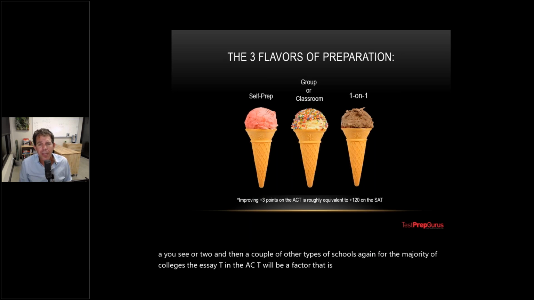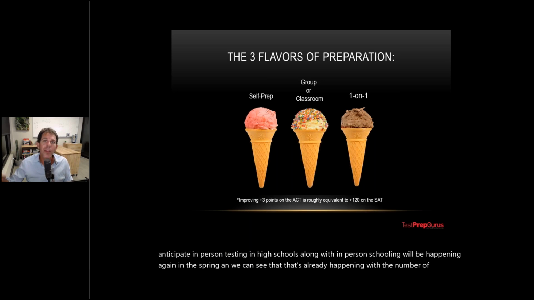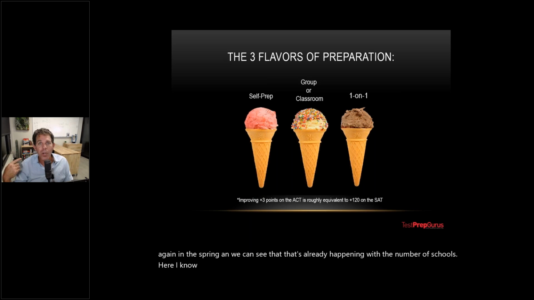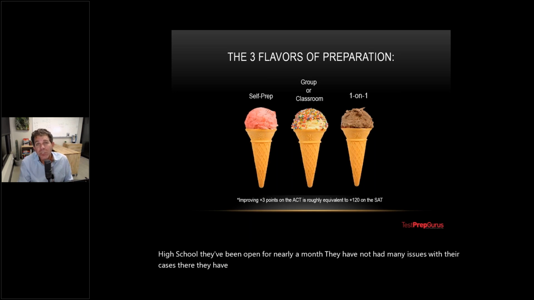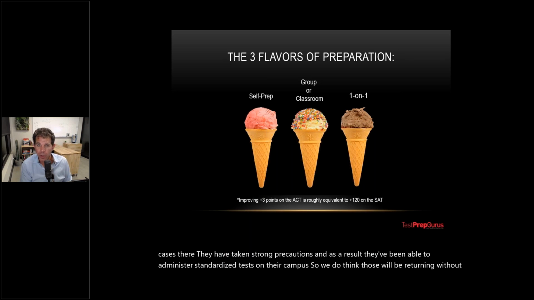We do anticipate in-person testing in high schools, along with in-person schooling, will be happening again in the spring. And we can see that that's already happening with a number of schools here. I know I'm currently recording this from our Seal Beach location, where Los Alamitos High School, they've been open for nearly a month. They have not had many issues with their cases there. They have taken strong precautions, and as a result, they've been able to administer standardized tests on their campus. So we do think those will be returning without all the cancellations in the spring.